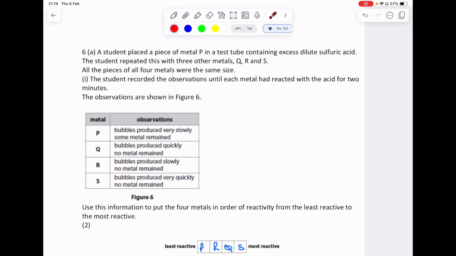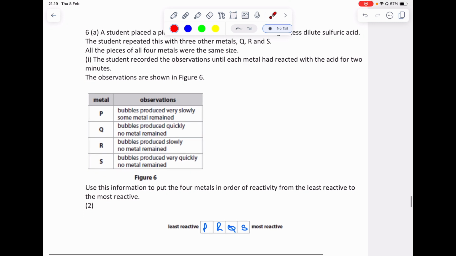Okay, in this question, we're looking at reactivity of metals, and this student has put a metal into an excess of sulfuric acid, and they've then repeated it with other metals. We're told that the results and the observations are below, and what they want us to do is use these observations to put the four metals in order of reactivity. So hopefully we can just use the descriptions to help us to do this.